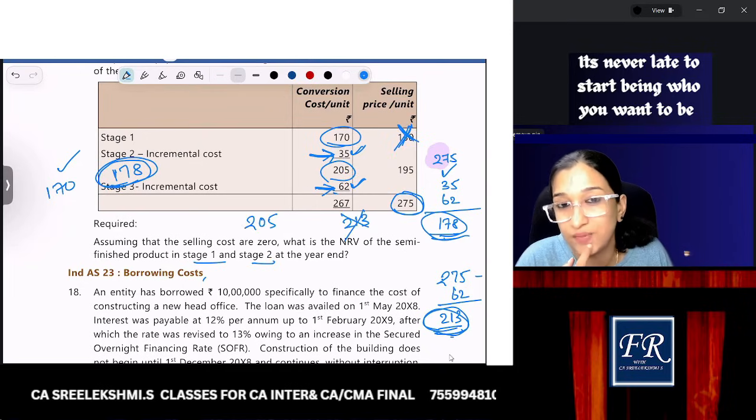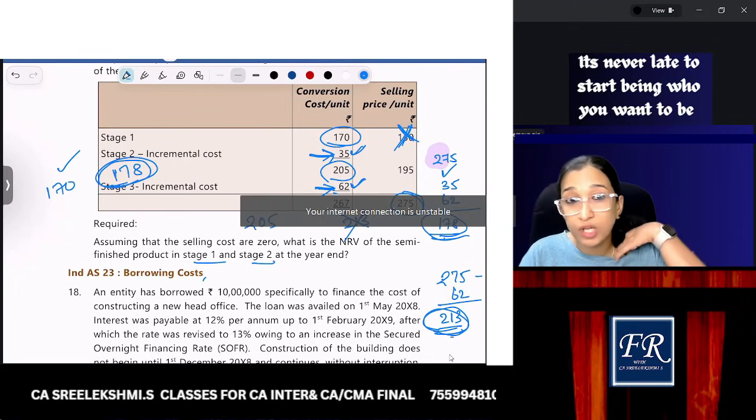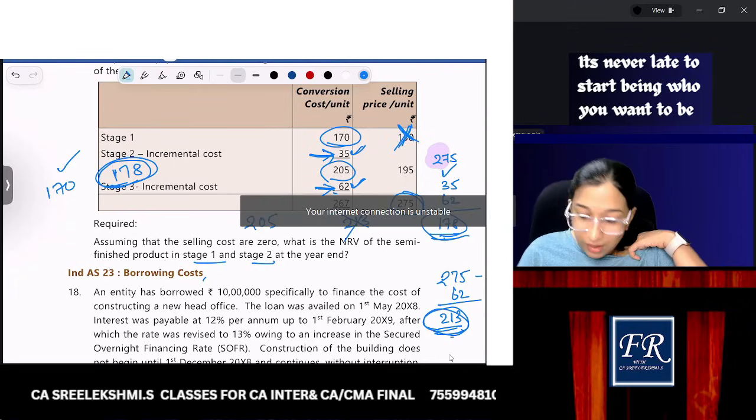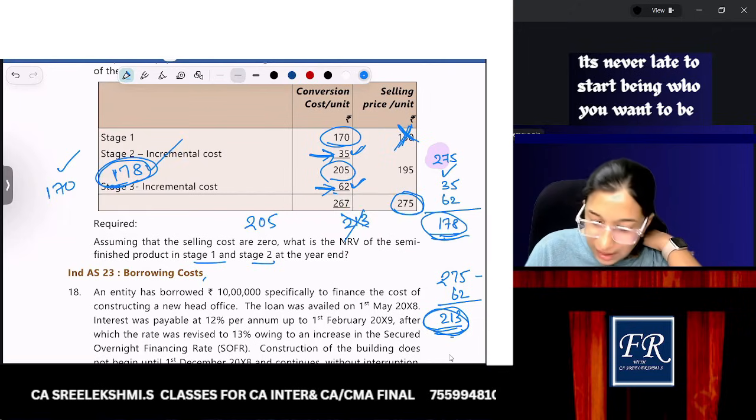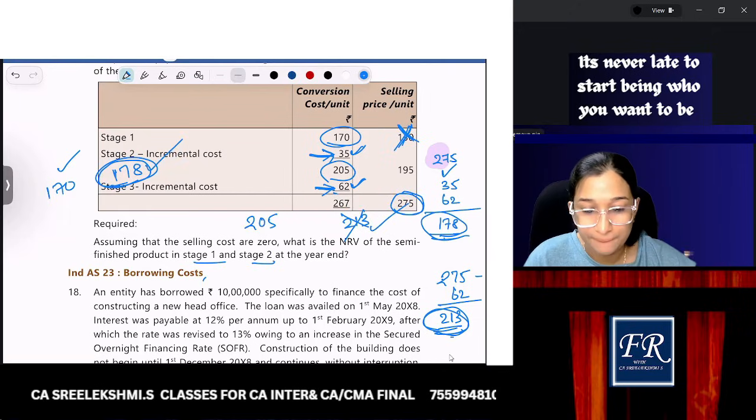Cost and NRV, whichever is lower. 213 I'll ignore, 205. So assuming selling costs are 0, what is the NRV? NRV is 178 and 213. Did you get that?